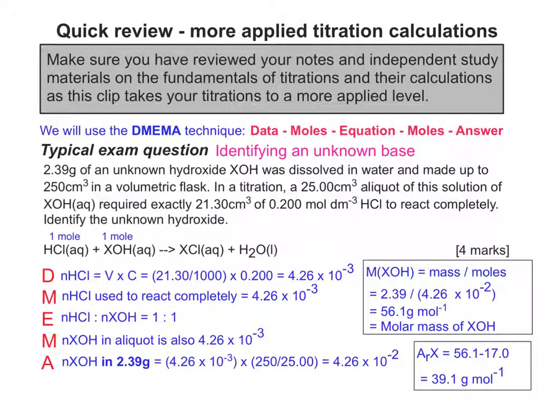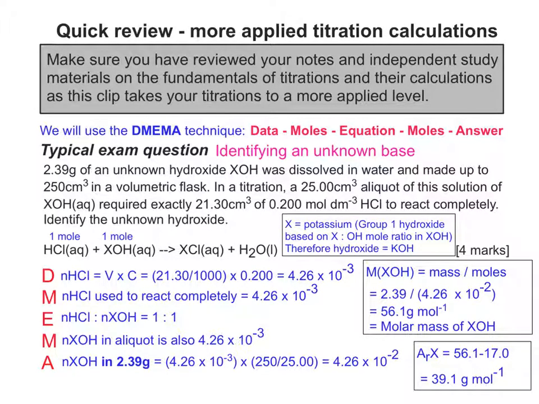So by difference you can work out what the relative atomic mass of X is, and by checking against the periodic table, 39.1 grams per mole to the minus 1 gives you potassium. And potassium, being a group 1 metal, will form a 1-to-1 ratio with hydroxide ions, and therefore the identity of the hydroxide is KOH.